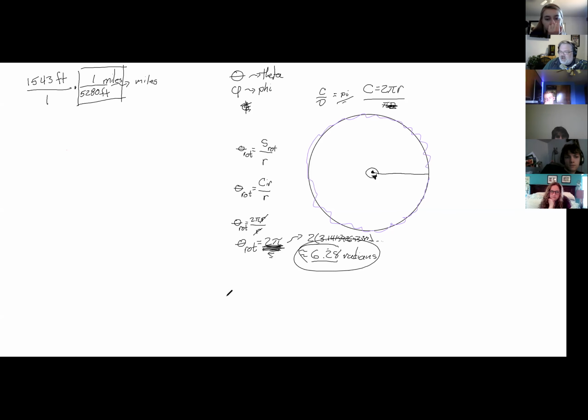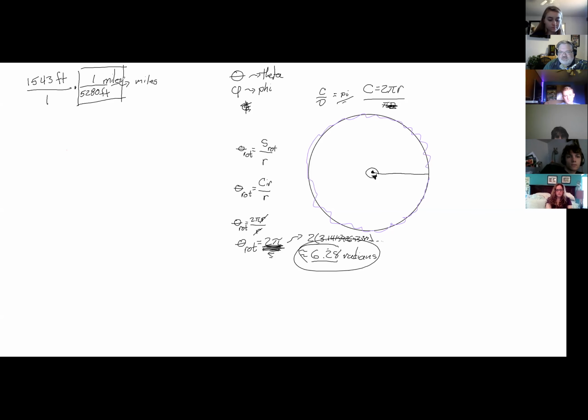Shay and Dominic throwing out ones. More ones. Good. It is exactly a value of 1. 1 mile and 5,280 feet are the same thing. Anytime you have the same thing in the top and bottom of a fraction, it means it's a 1. How many times does 5,280 feet fit in 1 mile? It fits once.